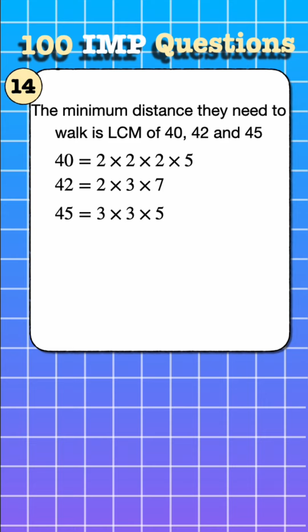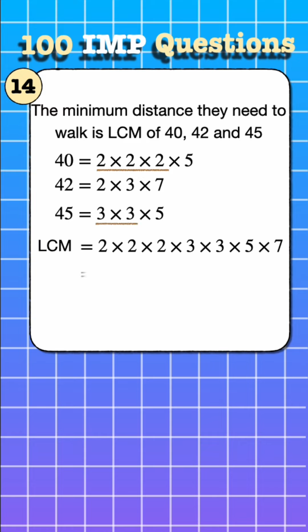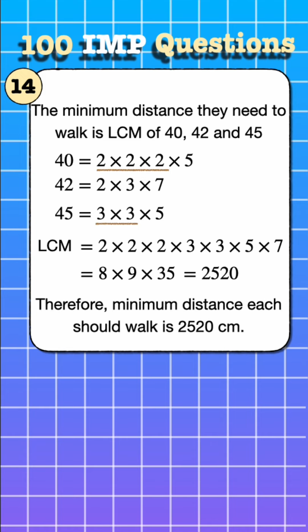Okay, so we'll take 2 cube, so 2 into 2 into 2, 3 square, so 3 into 3 and 7 and 5. So that will give you finally 2520. Therefore, the minimum distance they need to cover is 2520 centimeter. That's it.